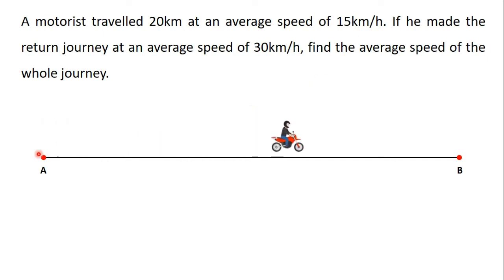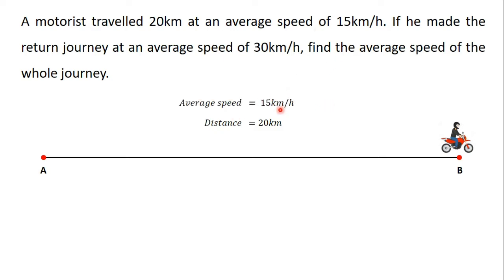So the motorist moved from point A to point B. The distance between point A and point B is 20 kilometers. And the speed at which he was traveling was 15 kilometers per hour. So the average speed was 15 kilometers per hour. This was the first part of the journey.